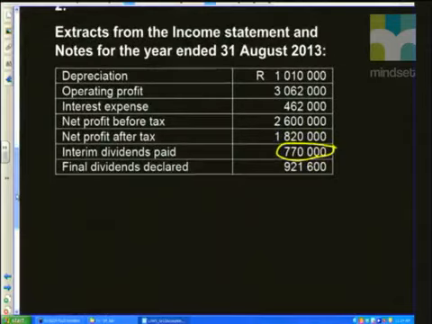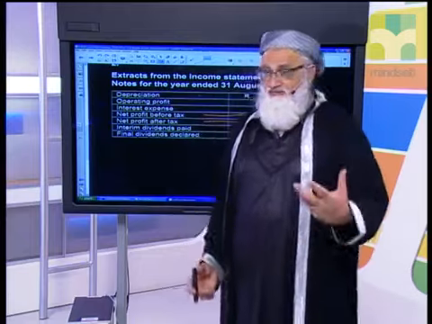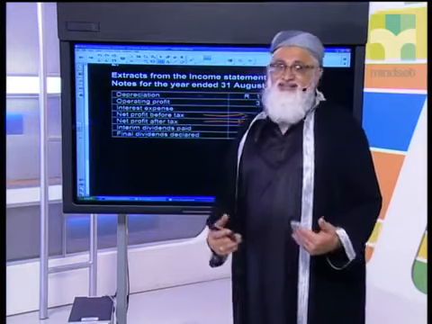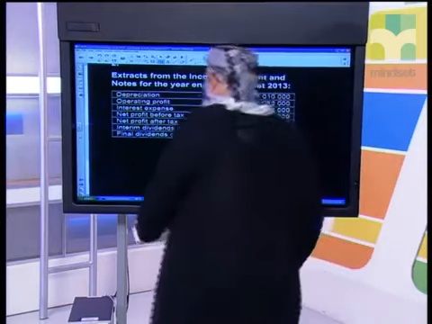What am I told? I'm told that my net profit before tax was 2,600,000. So there it is, 2,600,000 net profit before tax. And I'm given my net profit after tax of 1,820,000. But my tax is not given to me. But surely, if I know the net profit before tax and I know my net profit after tax, then I can calculate the missing figure, can't I? Yes, you're absolutely right.